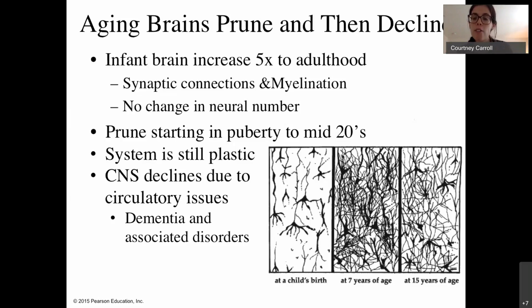So the bulk of your pruning happens in your teenage years. You can still prune throughout your lifetime. It's not quite as large scale. The pruning that happens during puberty is large scale. It's visible. As you look at the picture down at the bottom, there is a very big difference between what the brain looks like in a 7-year-old compared to a 15-year-old.